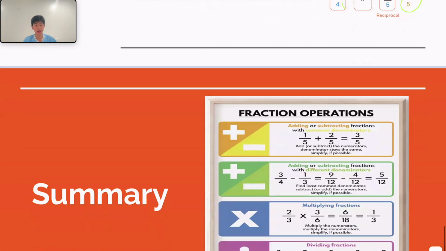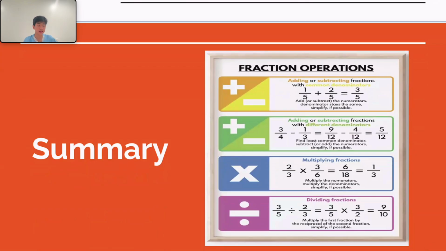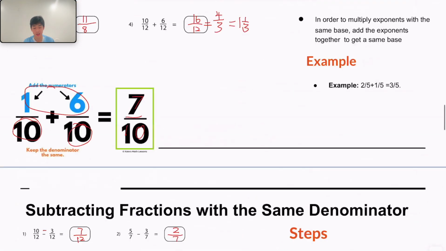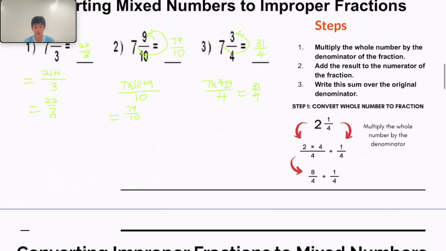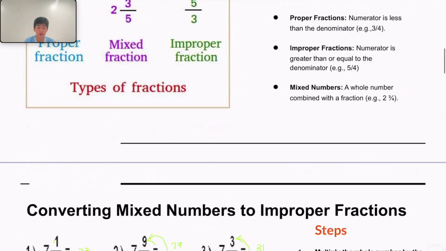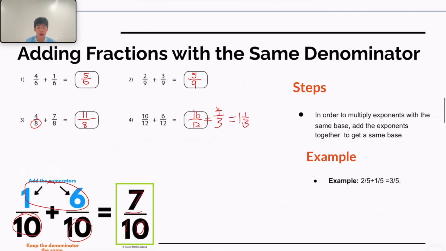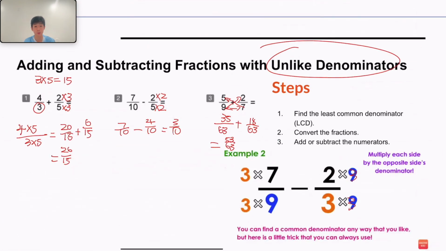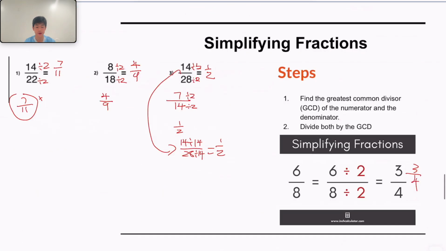Okay, let's take a look at the summary here. So this is basically all the fraction operations we've seen today: subtracting, adding, multiplying, dividing, and also how to convert an improper fraction to a mixed number, or a mixed number to an improper fraction, how to simplify different types of fractions, and adding fractions with different denominators, where you basically find and convert them into the same denominator first.